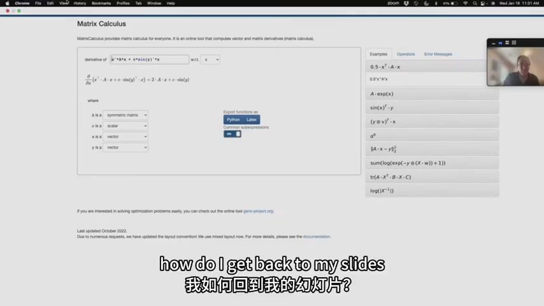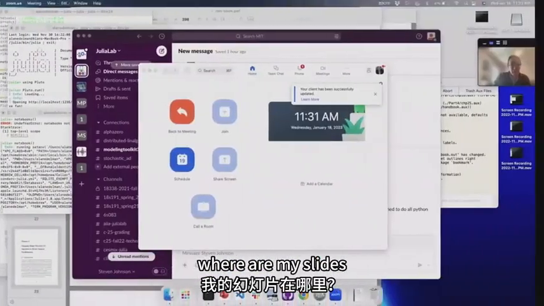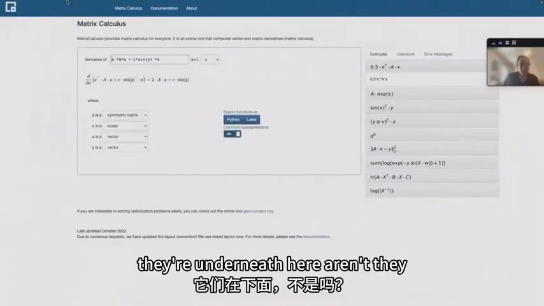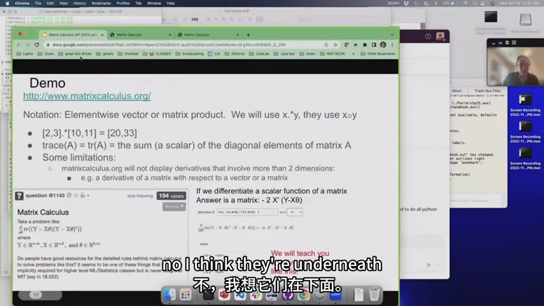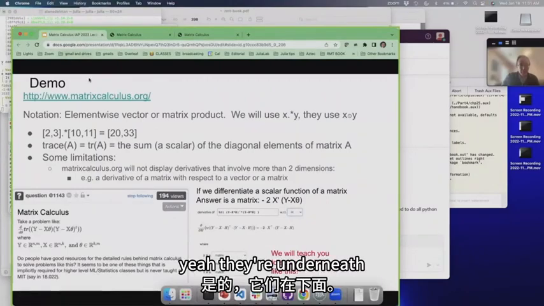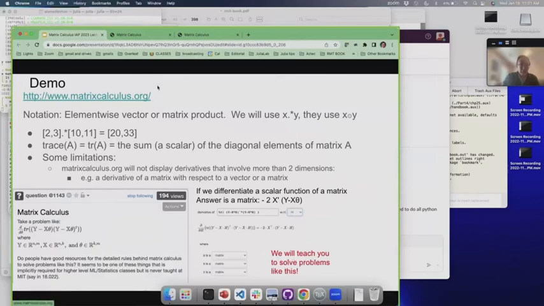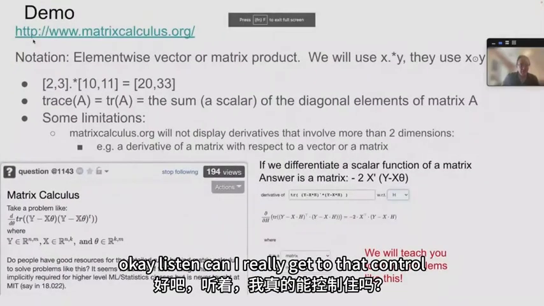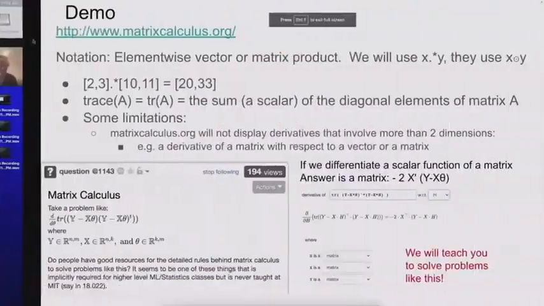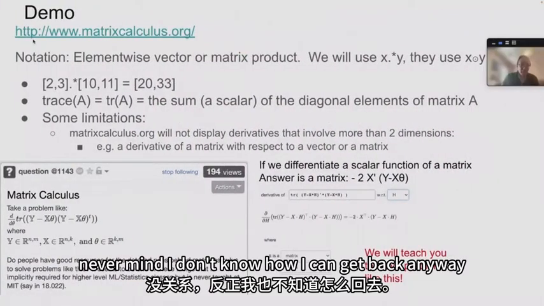Okay, but let me go back. How do I get back to my slides? I'll never find them again. Where are my slides? They're underneath here, aren't they? Control left arrow, right arrow? No, I think they're underneath. Yeah, they're underneath. Oh, you think I could have gotten it that way? It's full screen mode, I think. Oh, okay. Let's see. Can I really get to that? Never mind. I don't know how I can get back.